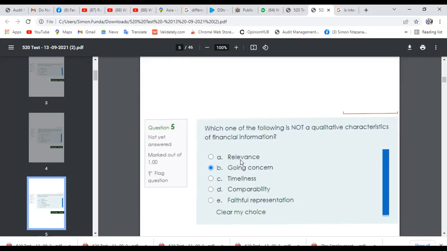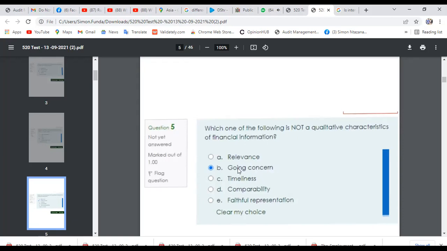So there are those qualities that the information is supposed to have. Qualities such as relevance, this is a qualitative characteristic. Timeliness, yes, this is also a characteristic. Comparability, it is a characteristic. Faithful representation, yes. And not going concern, because going concern is a concept in accounting.